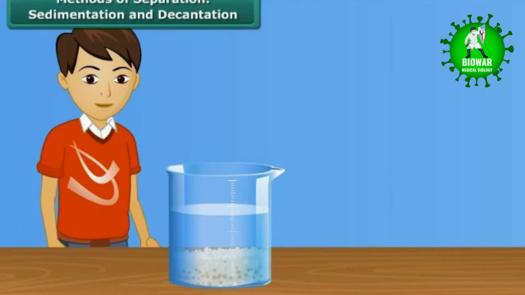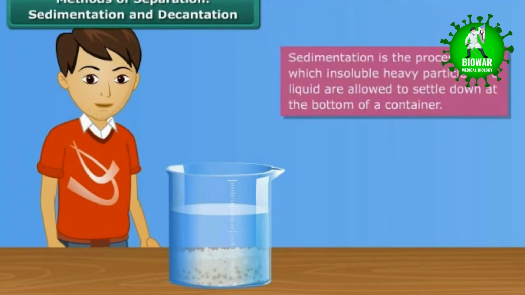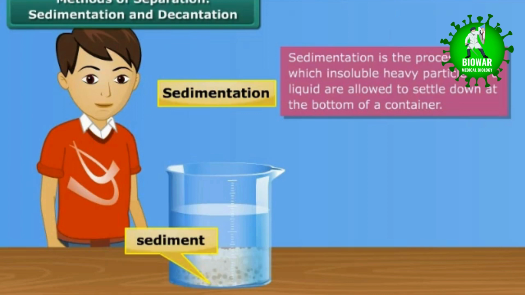Mud, being heavy, had settled down at the bottom of the beaker, while the water formed the upper layer. This process of deposition of mud at the bottom of beaker is called sedimentation, and the layer of mud is called the sediment.